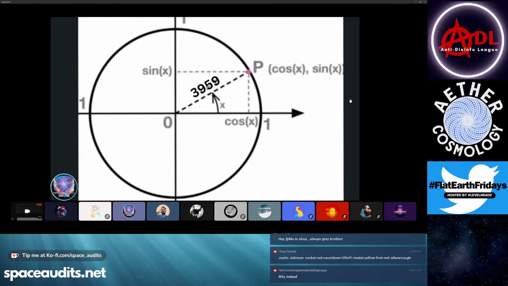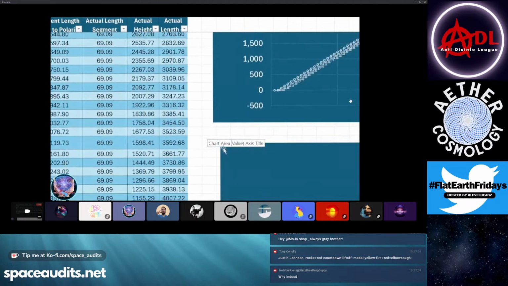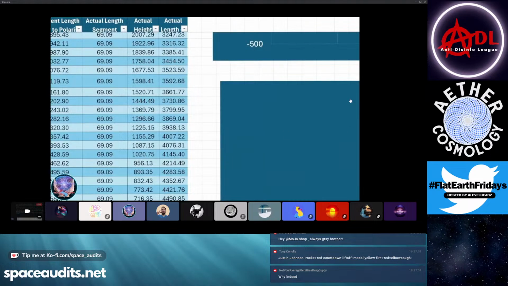So here exactly is what I was talking about. Here's how we use the unit circle in the data. We just essentially set that instead of 1 to 3959 and proceeded to use the sine and the cosine all the way through to get our data. So keeping that in mind, here's how we got all the data. Next, we'll go through the relationships.